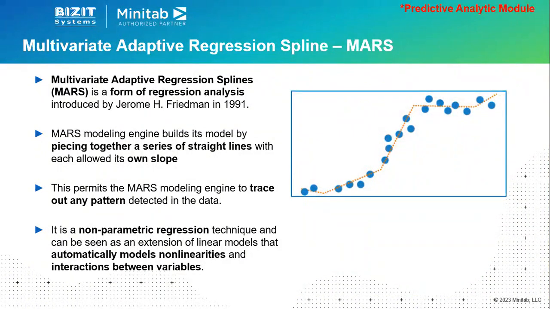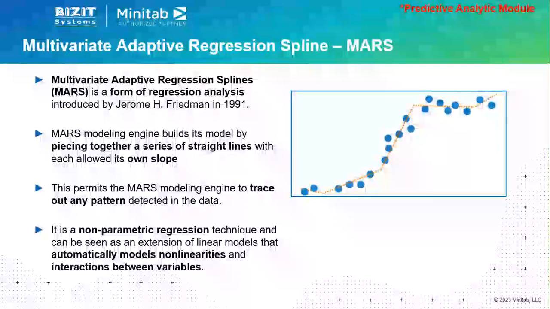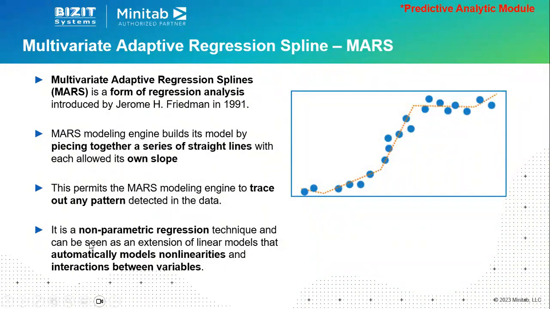Residuals must be normally distributed, your variance must be constant, and residuals must be random. There is no need to care about that for MARS, because we consider it a non-parametric regression. In the MARS model, we can automatically see the non-linearity.